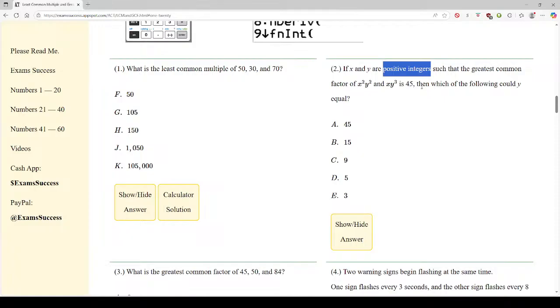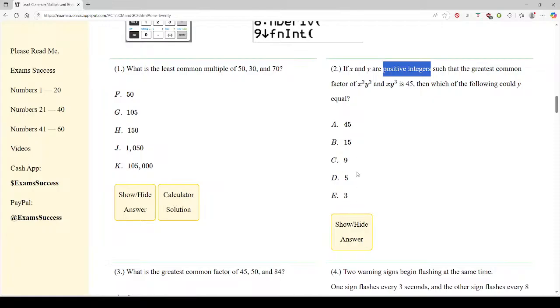No. Okay, so it's not going to be 5. Then, if y is 3, then 3 squared is 9. Is there any integer you can multiply by 9 to give you 45? Yes. So in that case, if y is 3, then x will be 5. Okay? So that is how you solve this kind of question.